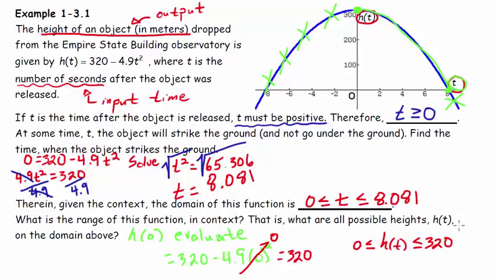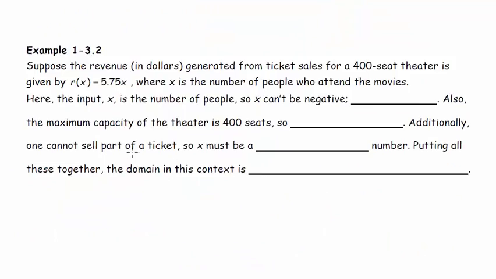So given the context, time would go from 0 to 8.081, and given the context, the height would go from a minimum of 0 to a maximum of 320 meters.